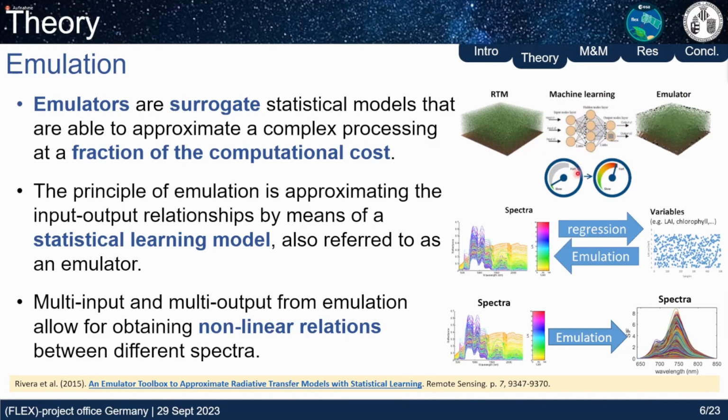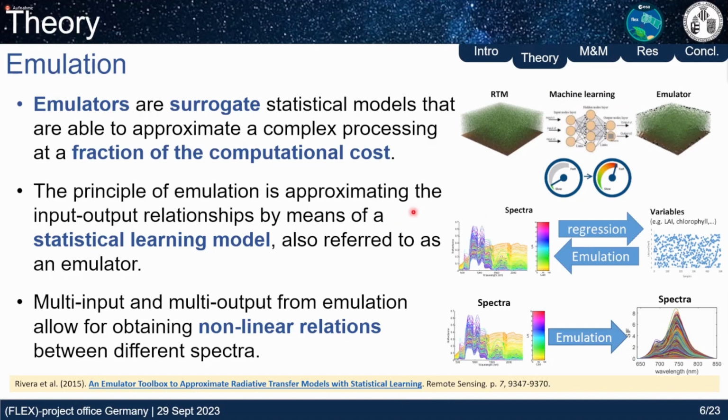So emulators are very fast because they are only based on statistical models and can surrogate the original RTM, obtaining more or less the same information, but many times faster than the RTM. So it's highly used for this.